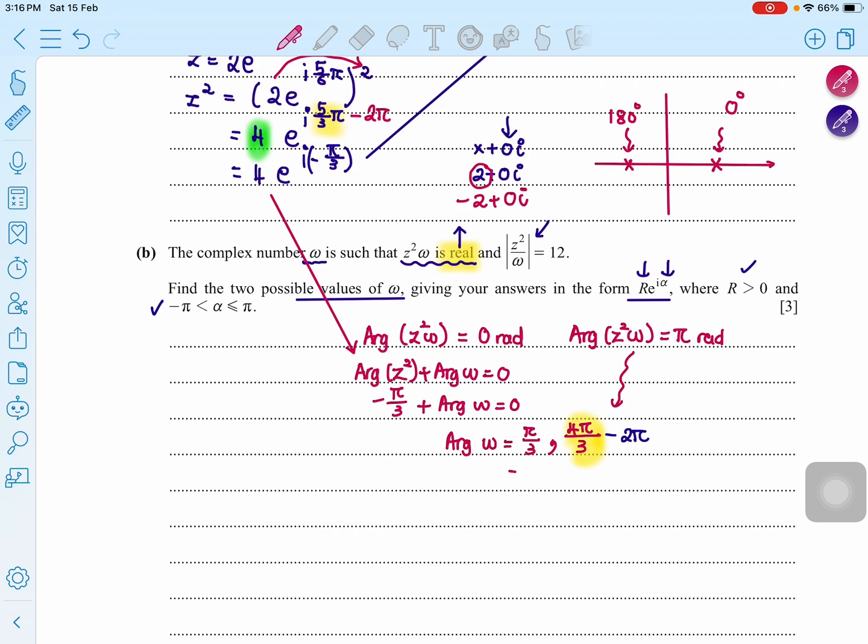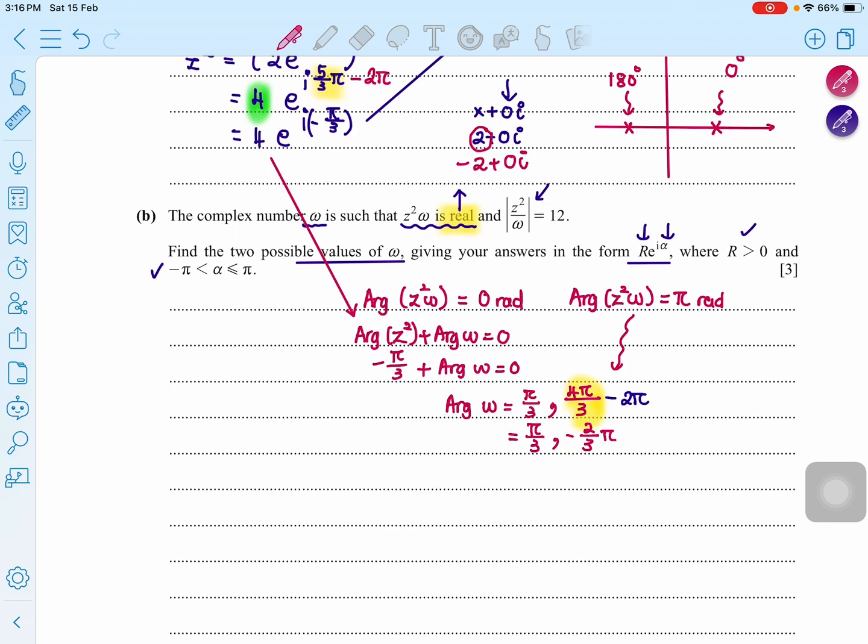Okay, now let's write out our final answer. So the first one is definitely pi over 3. The next one is negative 2 over 3 pi. Okay, I'm done with the angle. Now I need to find the length of complex number omega. So how do I do that? I have to use the second information given.